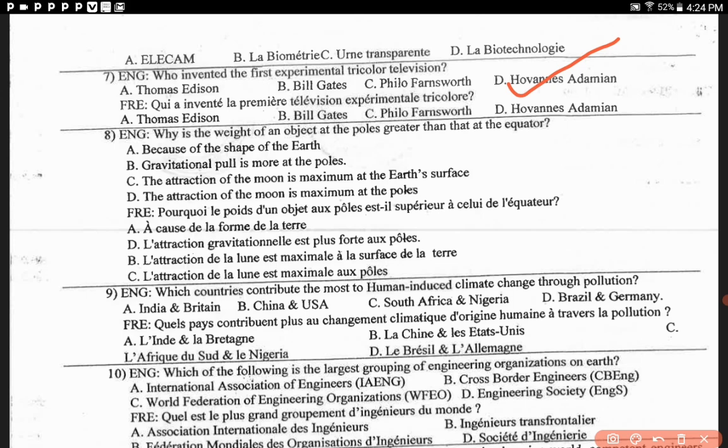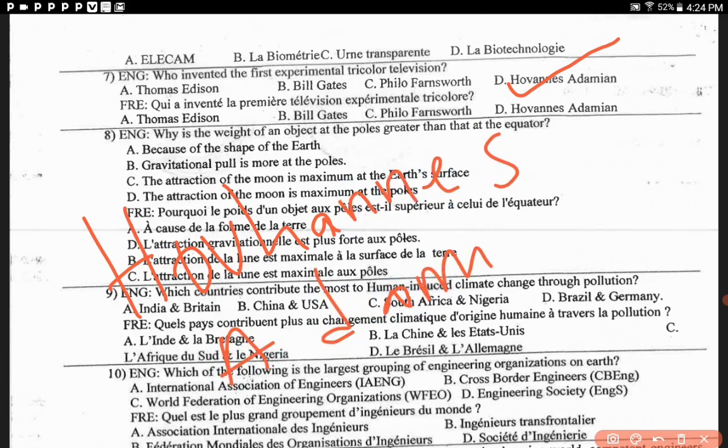Even though the name is written as Hovhannes, it is usually spelled as Hovhannes Adamian. So Hovhannes Adamian was an early pioneer.